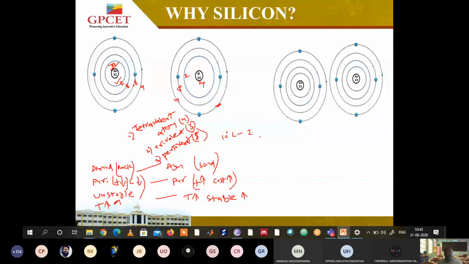Only 2 electrons have to come outside. But in germanium, all 4 electrons come outside, whereas in silicon, only 2 electrons come outside. So silicon is satisfying this condition of temperature. That's why silicon is more preferred, because it can withstand higher temperatures, isn't it?